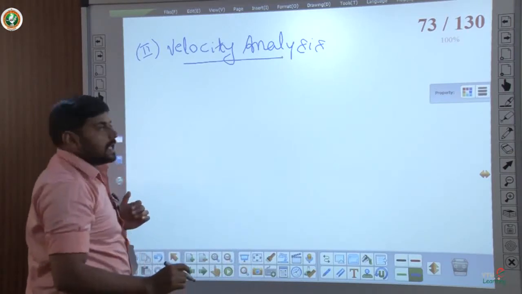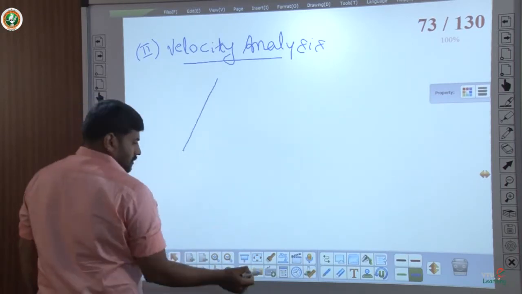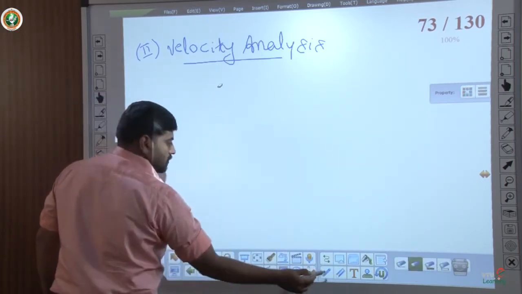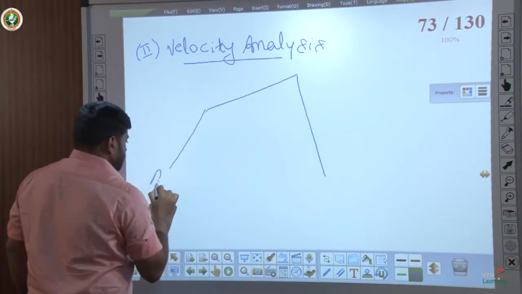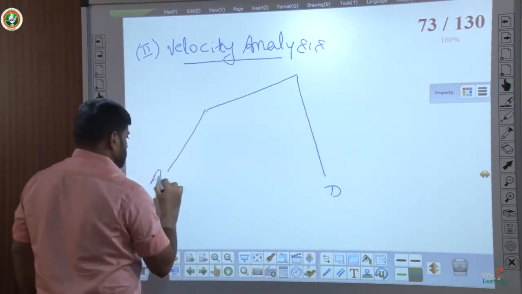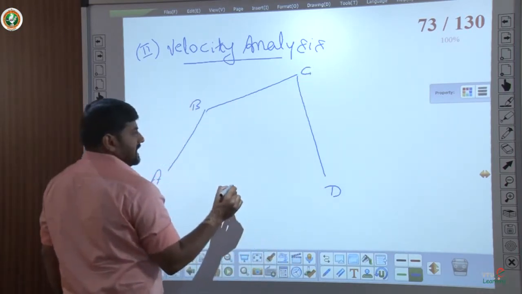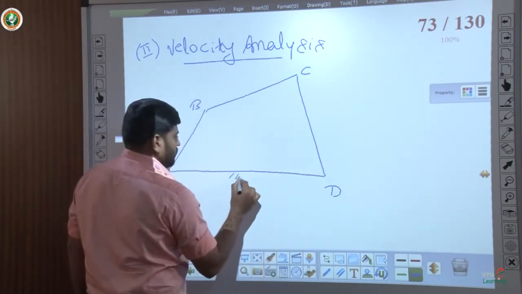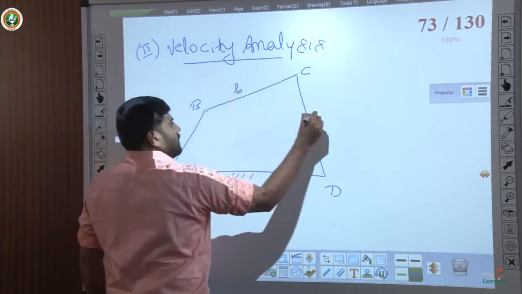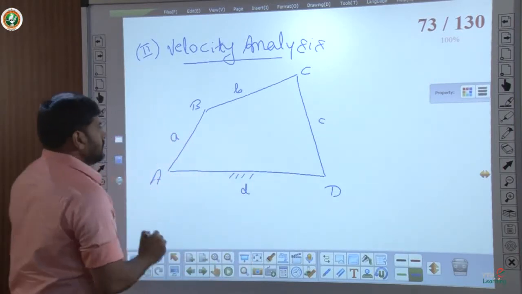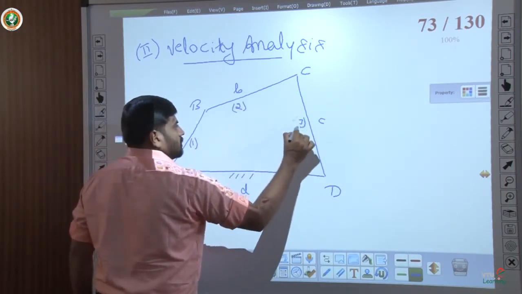So if I go for velocity analysis, recalling the same thing what I have, we have a 4 bar mechanism and we have considered the fixed link as AD. We have the input link AB, coupler BC and rocker CD as the output link, and this is the fixed link, as we know. We have defined the link lengths as vectors A, B, C and D. We have taken this as link number 1, this as link number 2, this as link number 3.